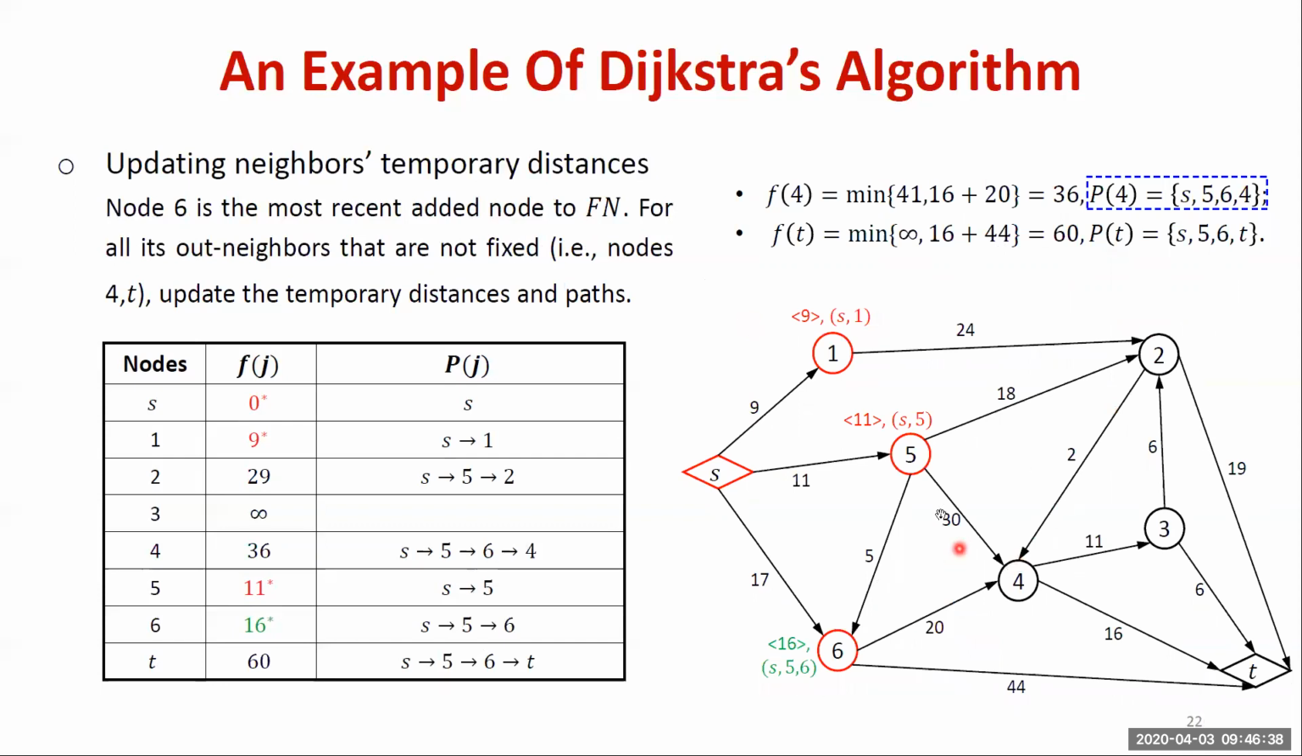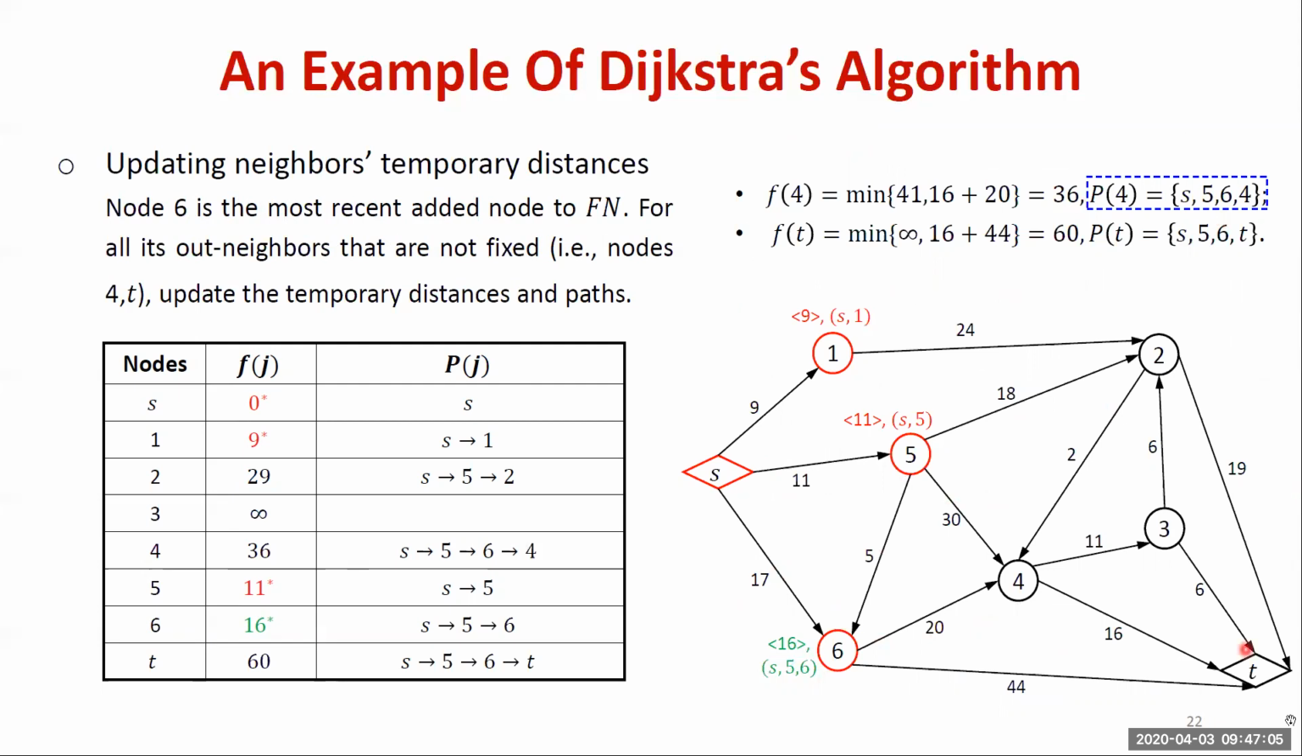So consider node number 4. In the previous iteration it's 41. Here it's 30. It's 16 plus 20 equals 36. So yes, you have to update the shortest path to be S to the most recently added node, which is S to 5 to 6, and then from 6 to 4.